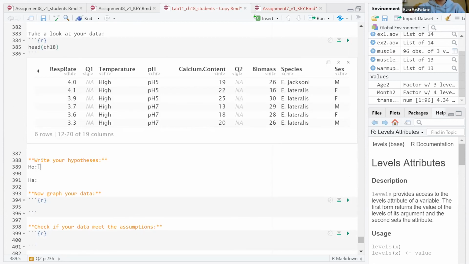So write our hypotheses. Variance among is less than or equal to variance within. Variance among is greater than variance within. Specifically for this problem, that means that the means do not differ by sex or species, and there is no interaction.